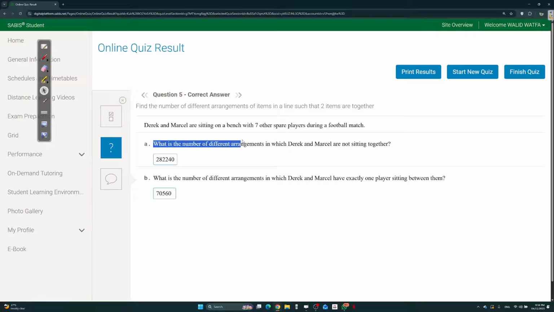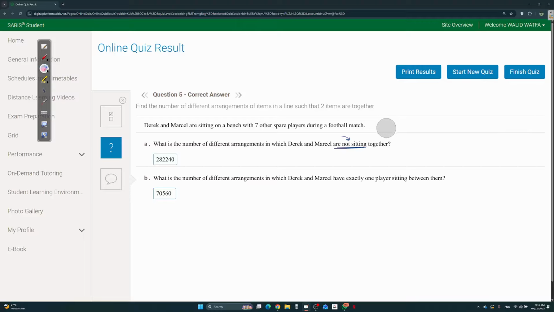Alright, so part A is a bit tricky. I'm not going to lie to you, I looked at the solution. But basically, here's what you do. Always, by the way, in statistics, when you're looking at not, this means you're solving using the complement method. What does that mean? It means solve for the total number of arrangements, in general all the possible arrangements, and subtract the ones where they actually are sitting together, and you're going to be left with the ones where they're not sitting together.